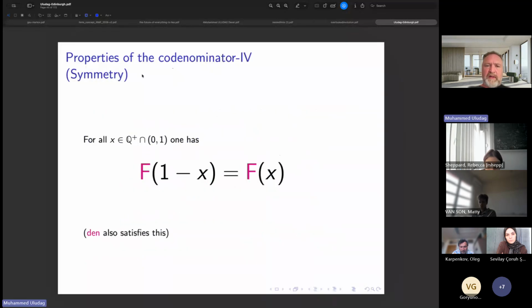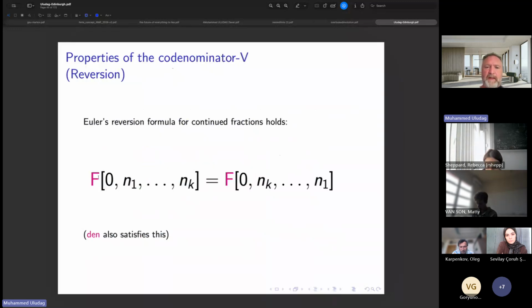And we also have the symmetry rule. We can easily show that the codenominator of 1 minus x equals the codenominator of x. In fact, the denominator function also satisfies some of these properties. We also have Euler's reversion formula for continued fractions. If we revert the continued fraction, then the codenominator remains the same, just like the denominator function.